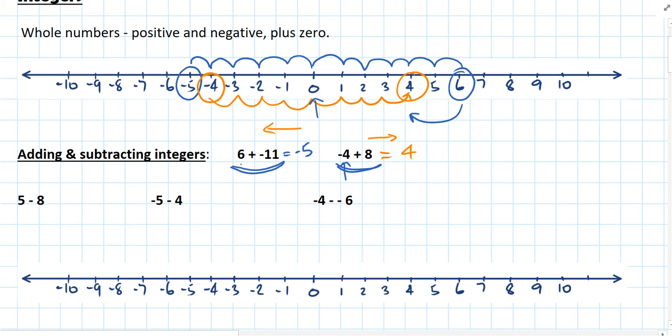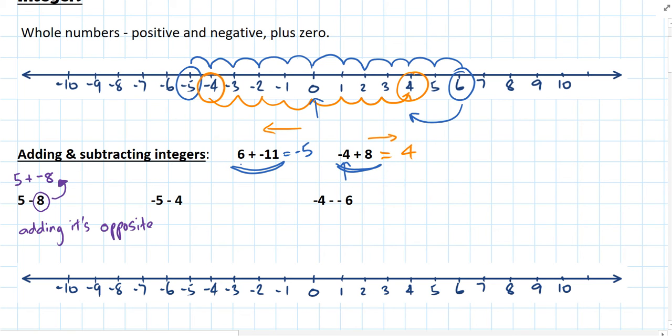Okay, with subtracting integers, there are a couple of ways you could do this. Whenever you subtract an integer, that is the same as adding its opposite. So if you look at 5 minus 8, that is equivalent to 5 plus negative 8. Okay, so if we're subtracting, we could change it to this form here. So instead of subtracting, we're going to add its opposite. So the opposite of positive 8 is negative 8.